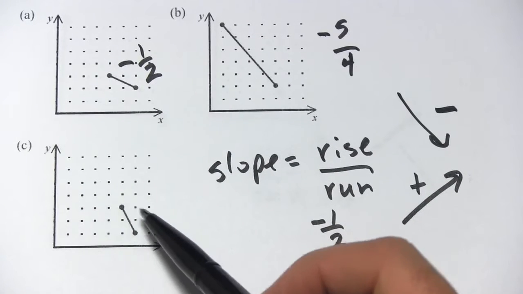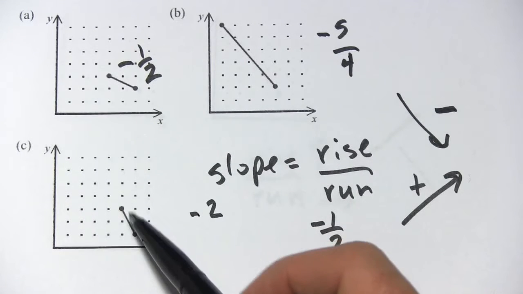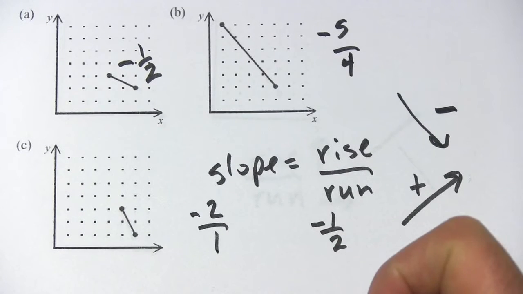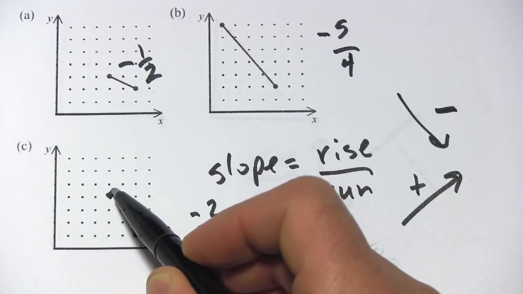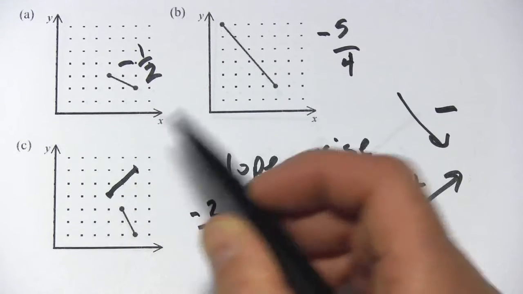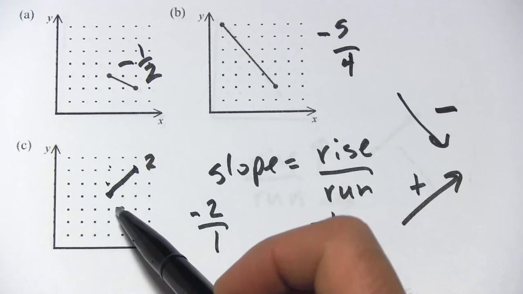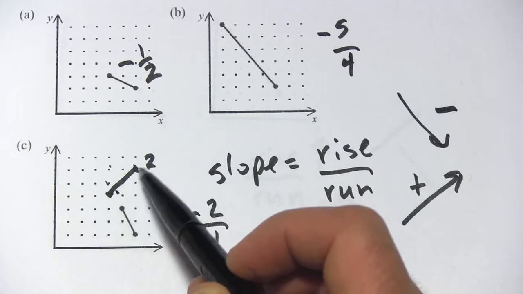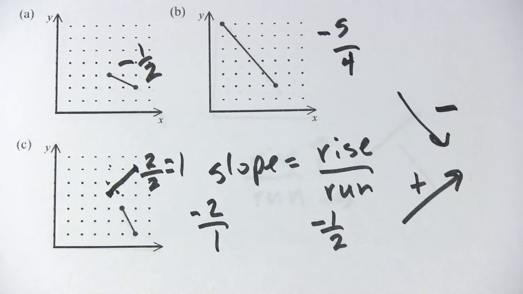And we've got one more here. It goes down 1, 2, so that's a negative 2, and over 1. Now, if you have a line with a positive slope, something like this, the rise would just be the number of spaces it goes up, 1, 2, over the number of spaces it goes over, 1, 2. In this case, 2 over 2, that equals a slope of 1.